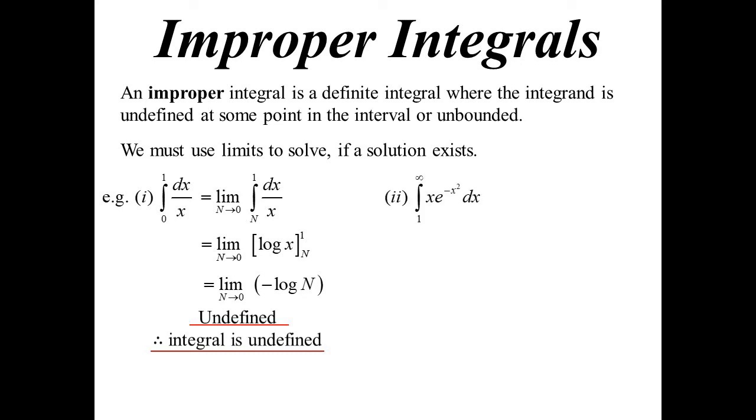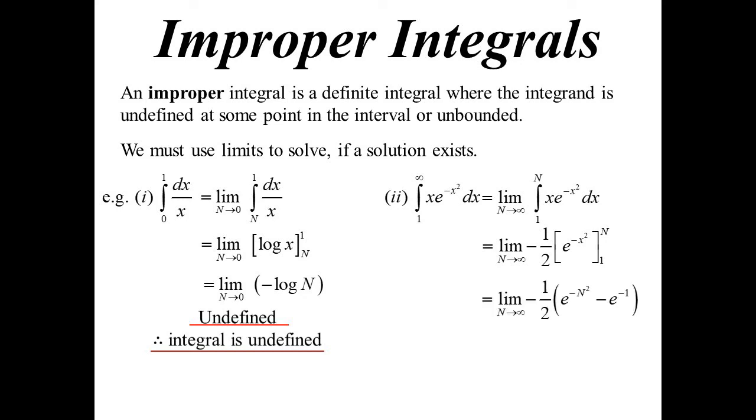As opposed to this one, xe to the minus x squared, and we're going from 1 to infinity this time. So we're going off to infinity. So again, I'll replace the infinity, that's what's causing me the problem, with some pronumeral. And I'll say, well, we want to investigate the limit as n approaches infinity. And if we integrate xe to the minus x squared, I get minus half e to the minus x squared. Substitute in the n, substitute in the 1.